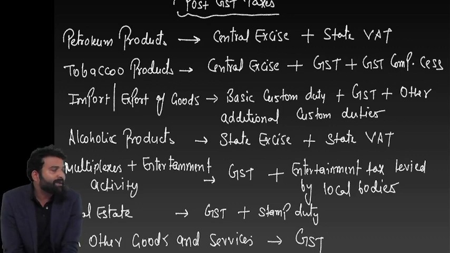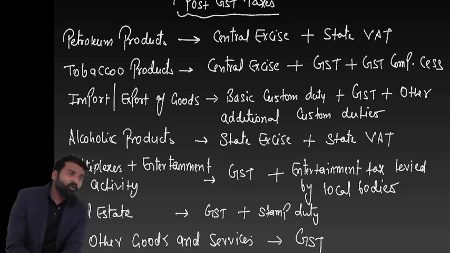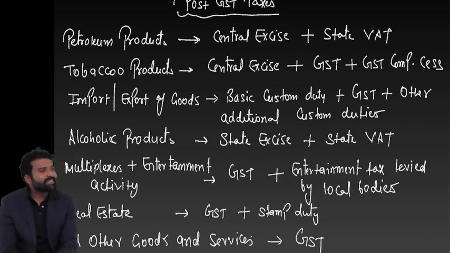Sir, what tax will be applicable on diesel, motor spirit, natural gas, ATF? That is central excise and state VAT. For petroleum products, we have central excise and state VAT. For naphtha and any other fuel, GST is there. For other chemicals like ethanol, GST is there. All these items are covered in GST.